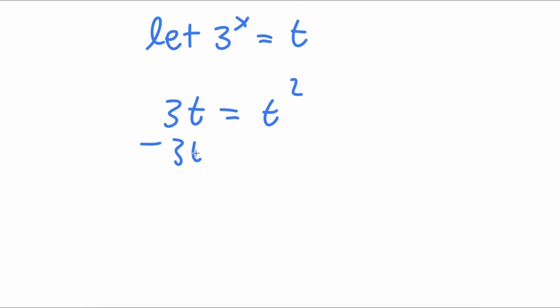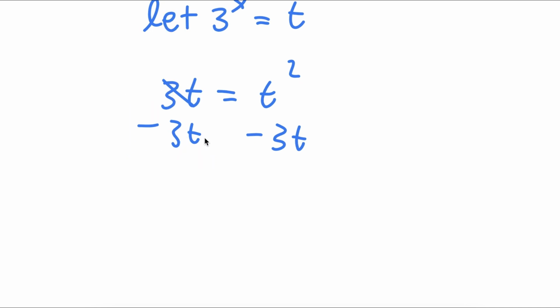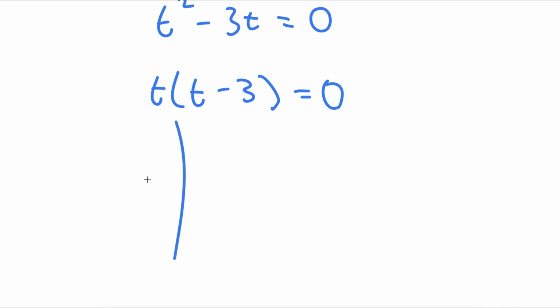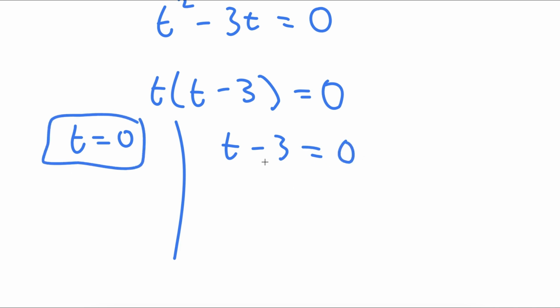Now if I subtract 3t on both sides, I get t squared minus 3t is equal to 0. Now if I factor out t, I get t times t minus 3 is equal to 0. So I have two equations now. I have t equals 0, and I have t minus 3 is equal to 0. t equals 0 is already a solution for t. t minus 3 equals 0, meaning t is equal to 3.